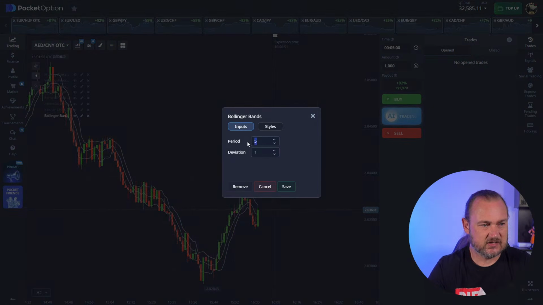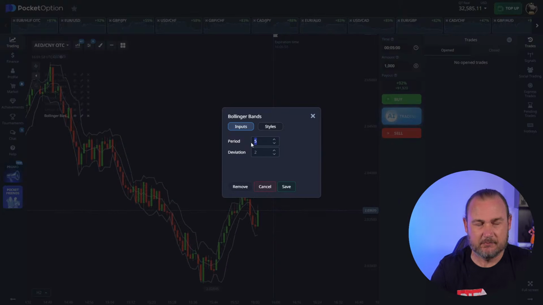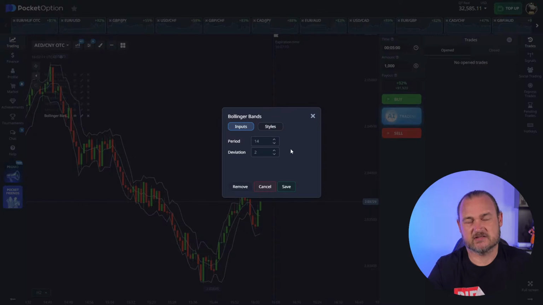Now we're going to change some inputs. First thing we're going to do is change our deviation to 2. This is the standard, and by default, usually the Bollinger Bands will be set to a period of 20. I like using them on a 14 period, especially on the shorter time frames. When I'm looking at 1 hour, 4 hour charts, then I'll look at a 20 period Bollinger Bands.